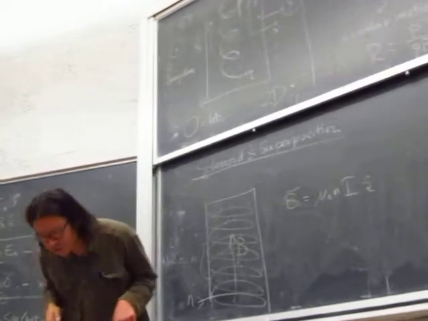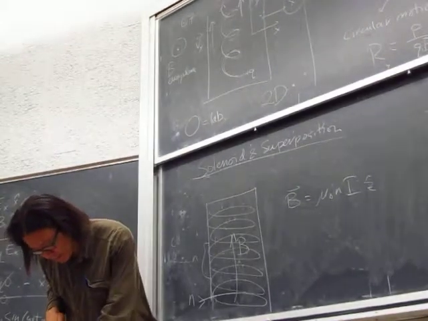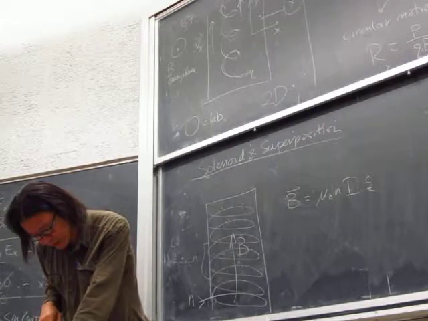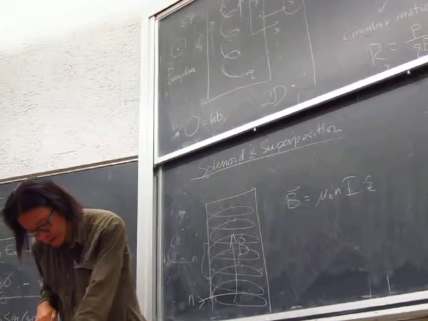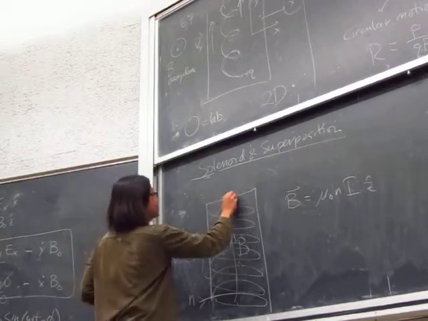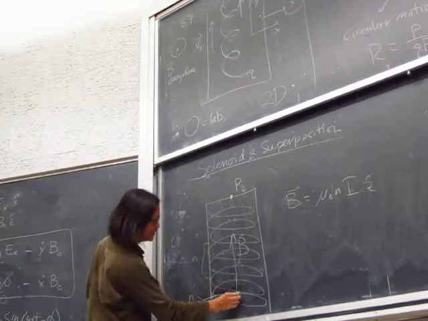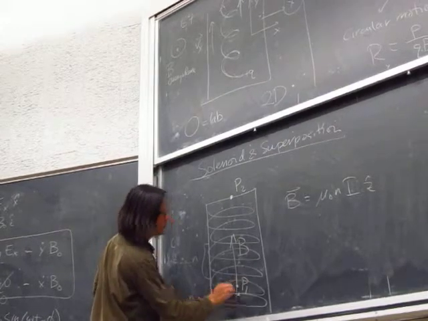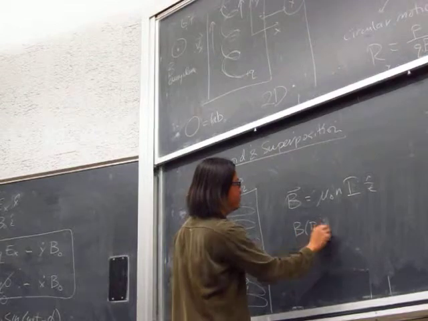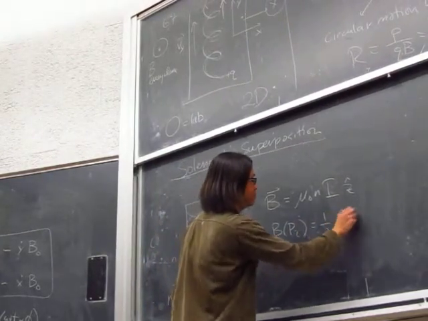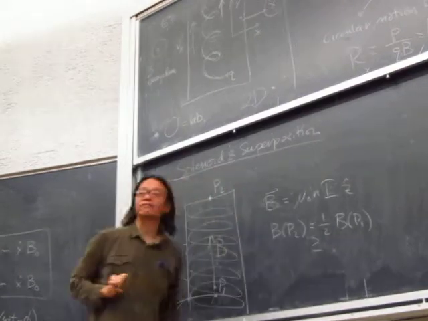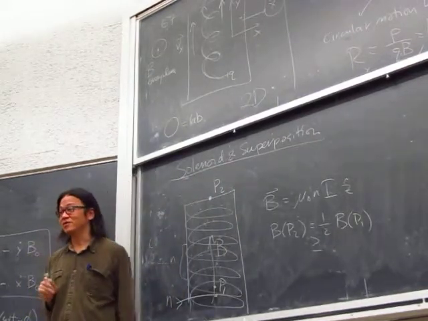First question. In a finite length solenoid, find the magnitude. If this is called P2, and somewhere deep in here is P1, show that the B field at P2 is half the B field at P1. In fact, it's actually greater than half. How do we do that?